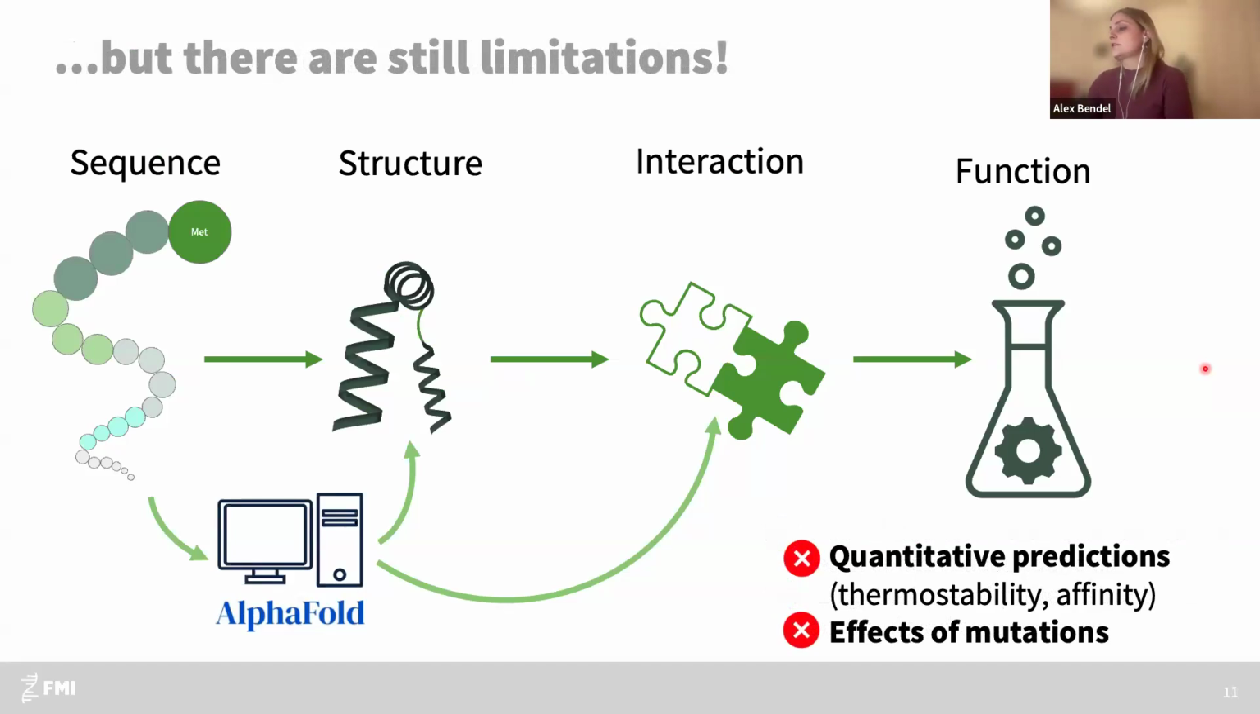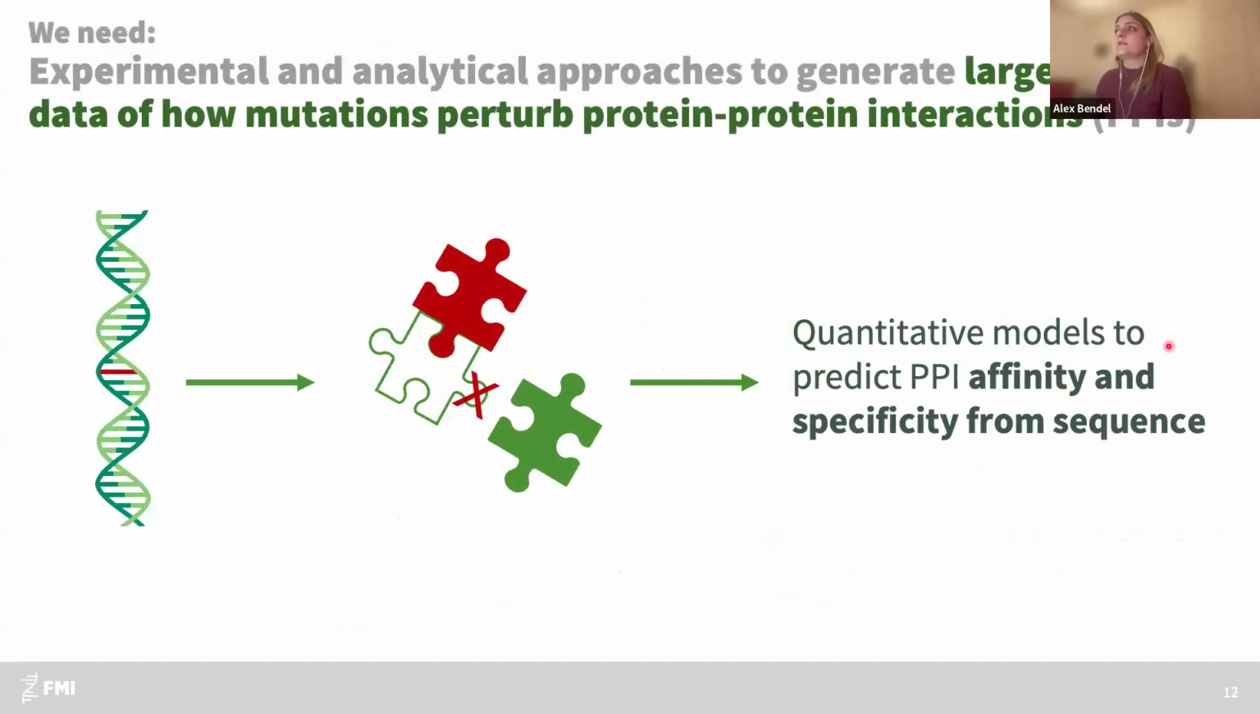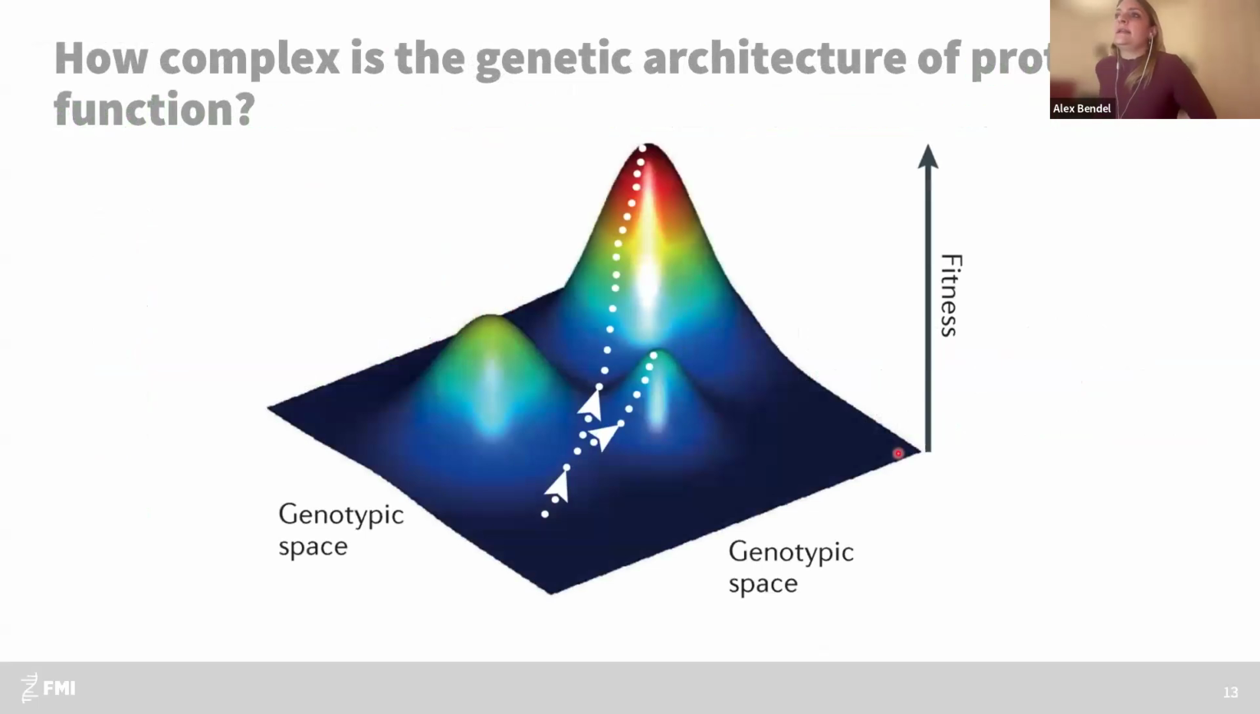on protein-protein interactions. Therefore, the goal in our lab was to develop new experimental and analytical approaches to allow large-scale data collection of how mutations perturb protein-protein interactions, which can then be used to train quantitative models that are able to predict protein-protein interaction affinity and specificity from sequence. But how large and extensive do these data sets actually have to be?